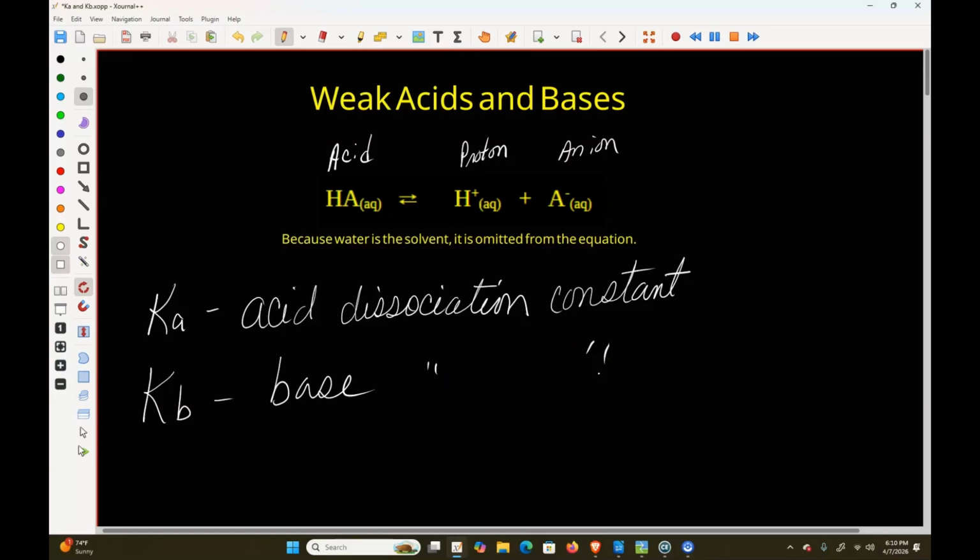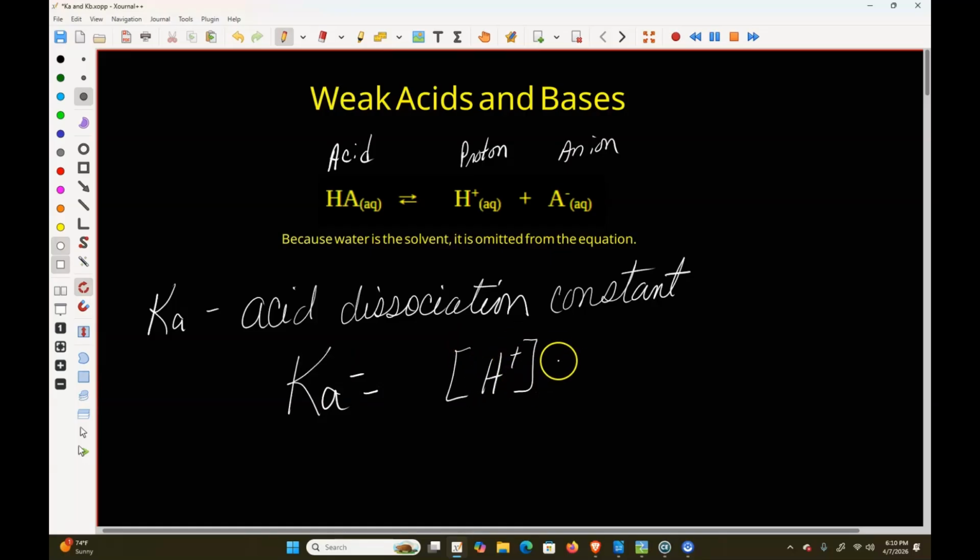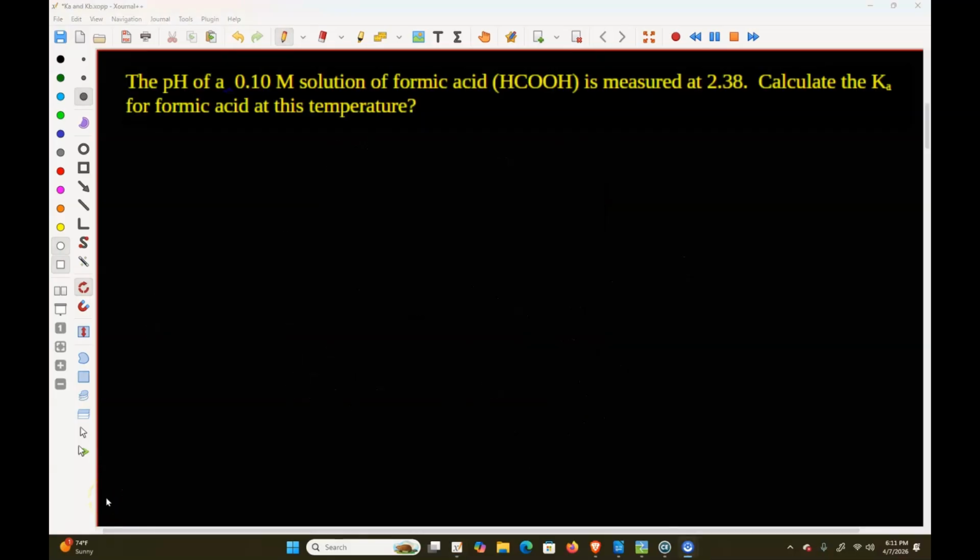So when we go to write this, we can say then that the Ka is equal to the concentration of the H plus times the concentration of the A negative divided by the concentration of the acid. Let's go ahead and jump into our first problem.